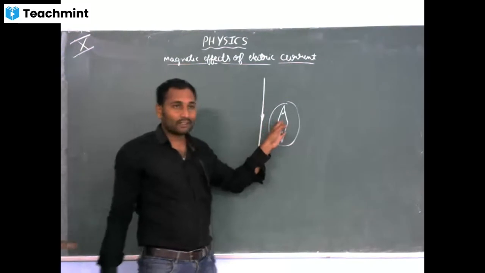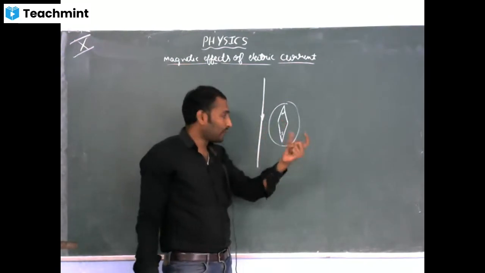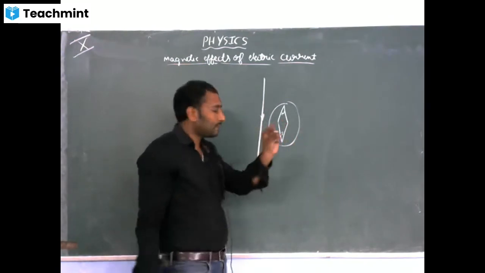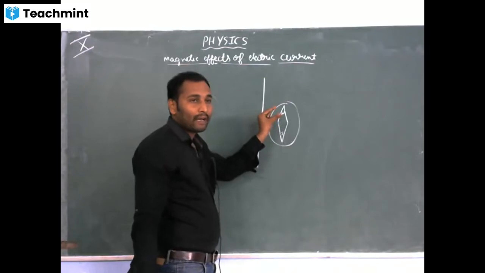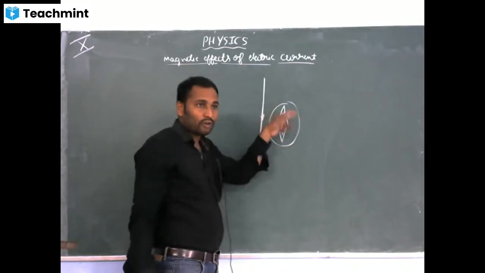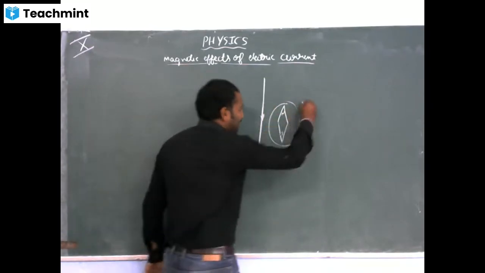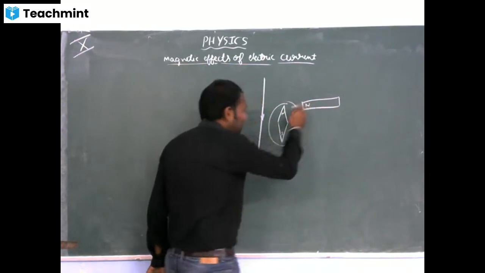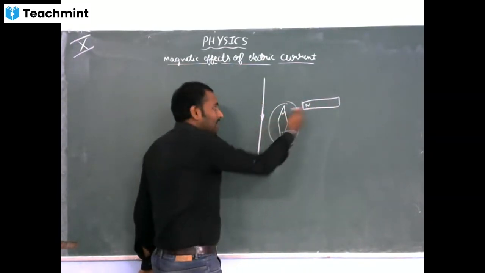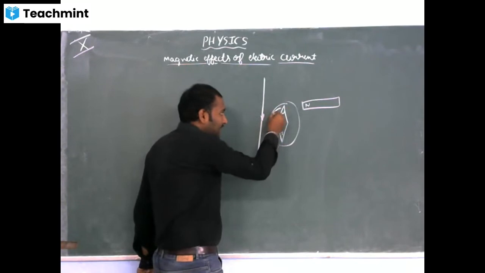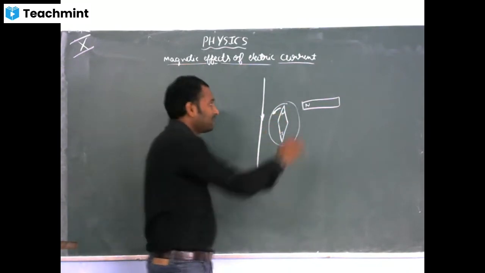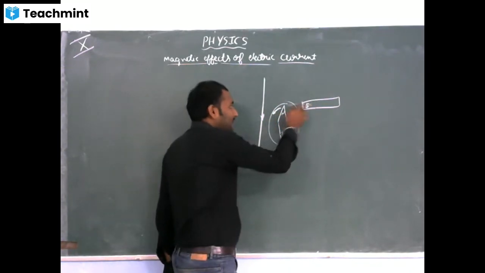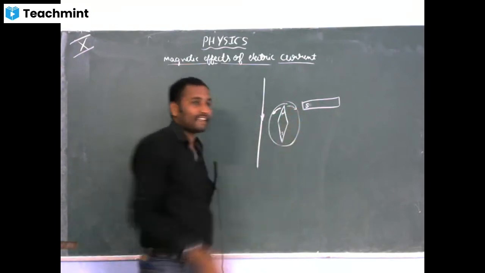You know a compass needle is a small bar magnet. When you bring a piece of bar magnet near this compass needle, what will happen? The compass needle will show deflection. Let me give an example. I will bring north near this. What happens? North and north will repel, so it will deflect towards this side. Instead of north, if I bring south, what happens? It will deflect to this side.